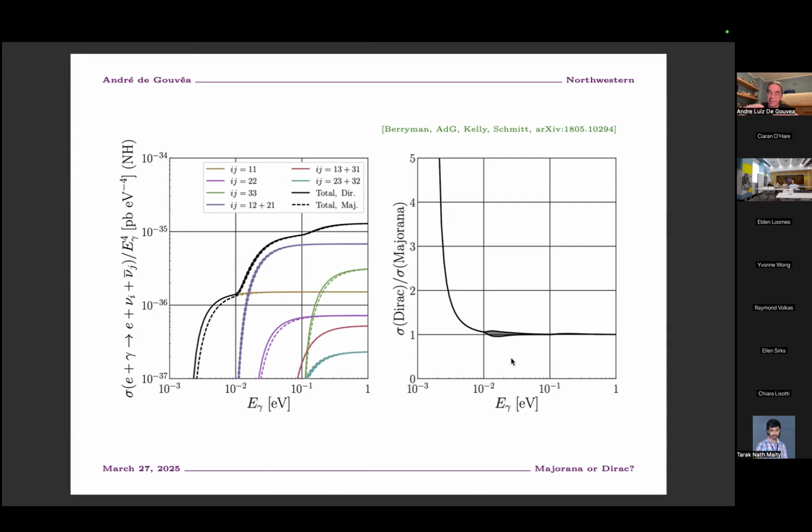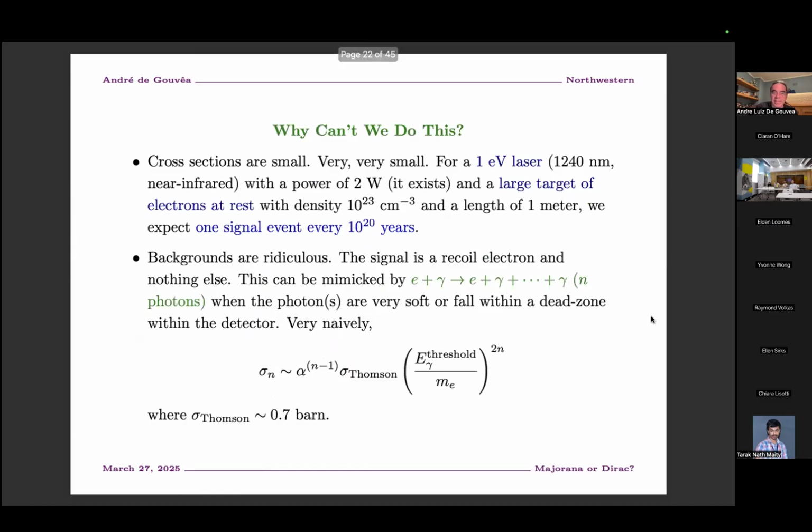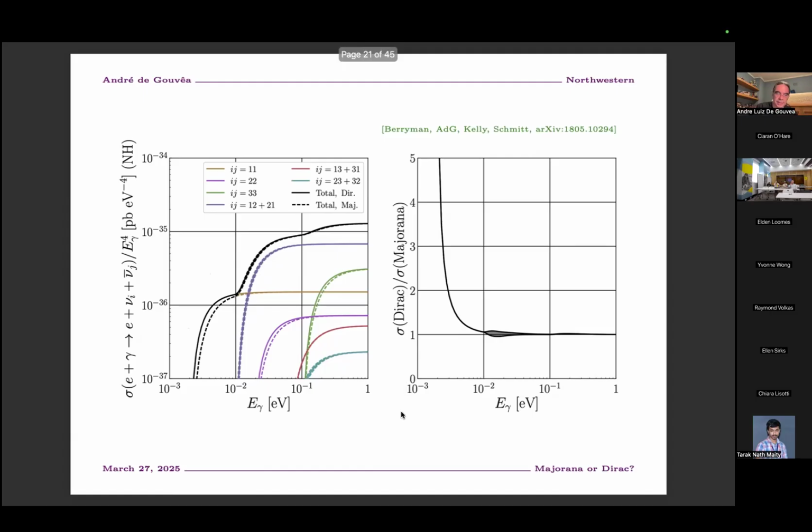So that means that this ratio of what you expect for the Dirac case versus the Majorana case depends on things like Majorana phases, for example. So this is very exciting. And the question is, why have you never heard about this? And the reason is because the rates are just ridiculously small. So if you didn't pay attention, there's some units here.